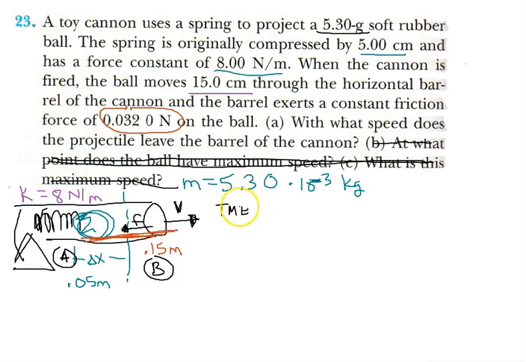So we have TME at A plus, technically, you might want to get in the habit of saying it's the sum of all of the work done by all of the external forces. You may have more than one. And that's going to equal the TME at B.